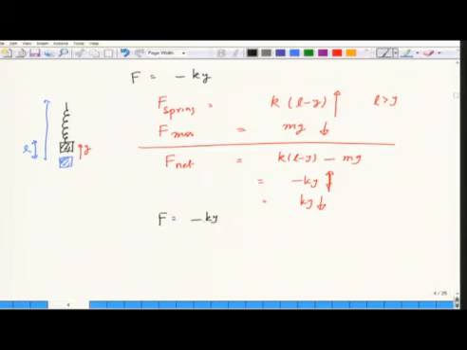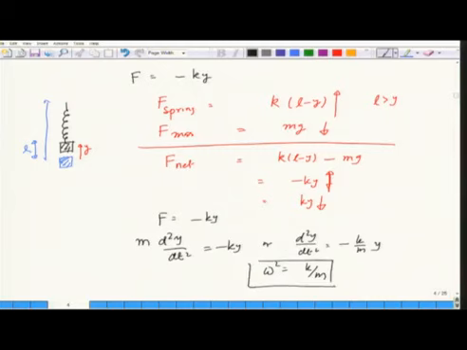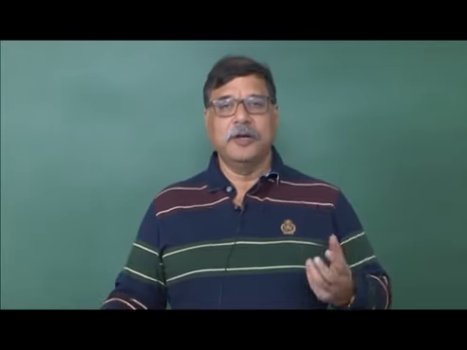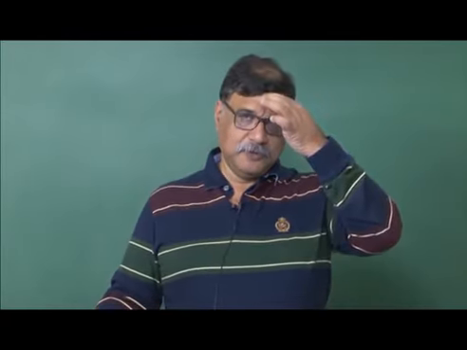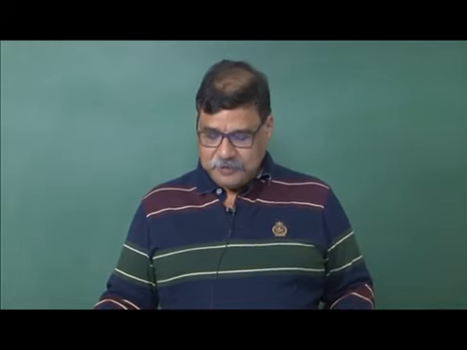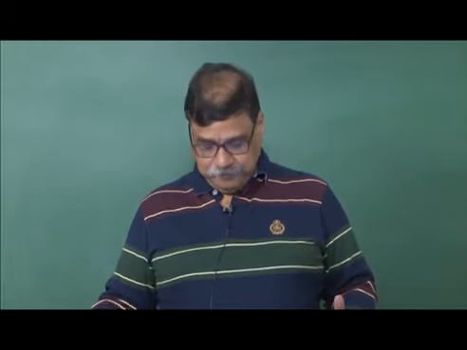So, the equation of motion is going to be m d2y over dt square equals minus ky, or d2y over dt square equals minus k over m y. Omega square still comes out to be k over m. So, even if you hang the spring vertically, where the mass is being pulled down by constant force mg, even then omega square remains the same.